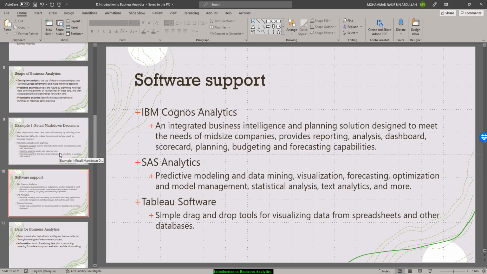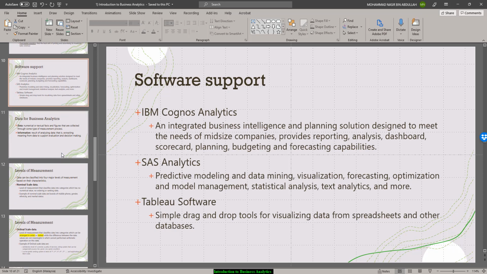So now let's look at another part in business analytics, which is software support, right? This is very important. So in business, we don't really like manual analytics for most of the cases lah, right? So we want everything to be automated, right? So that's why we need to have a very good software support to do analysis, right?